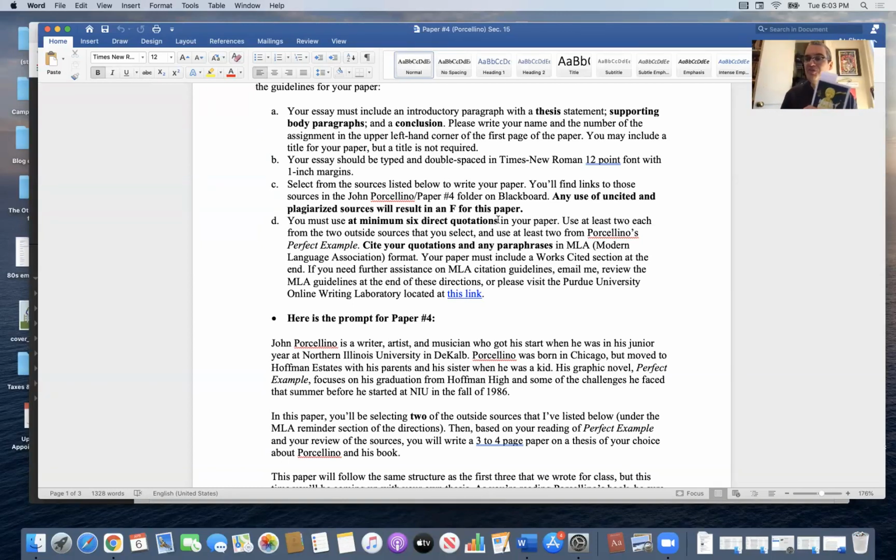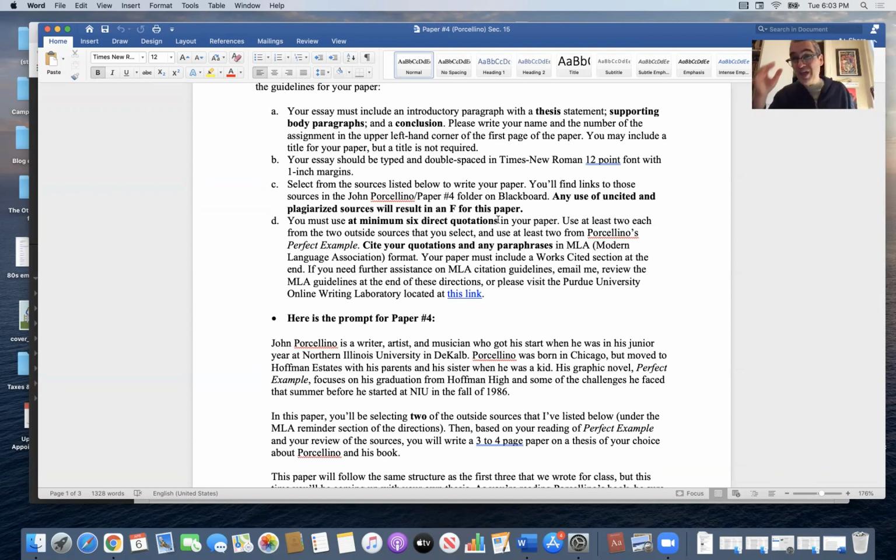And so for Perfect Example, you want to probably have at least 2 quotations from it, or at least references to scenes or panels that you might be discussing in the second half of your paper. And then for the other ones, you want to have at least 2 each from the outside sources you're using on Porcelino. So at least 2 short quotations from whichever of the 2 outside sources you're using.